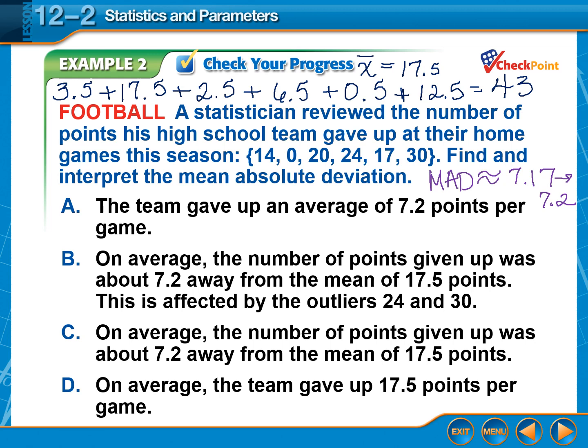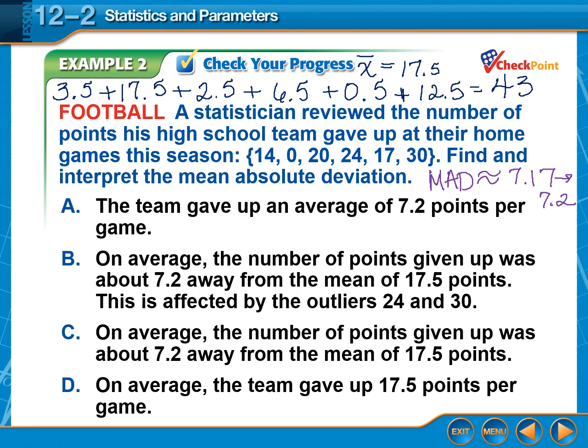So that tells me that each of these data points, all right, and I just realized I didn't even read the doggone problem to y'all. All right, let's talk about it. It says a statistician reviewed the number of points his high school team gave up at their home games this season. Okay, so they gave up 14 points one game, 0 points one game, 20 points in another game, 24, 17, and 30 points in these other 3 games.